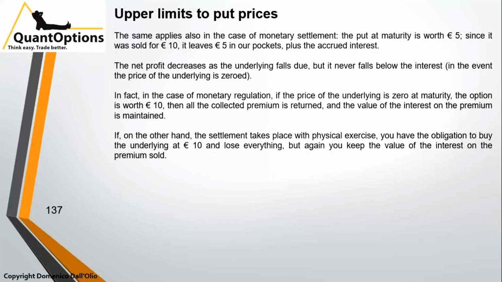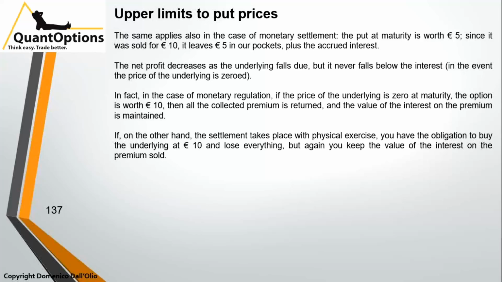The same applies also in the case of monetary settlement. The put at maturity is worth 5. Since it was sold for 10, it leaves 5 in our pockets, plus the accrued interest. The net profit decreases as the underlying falls, but it never falls below the interest, even in the event the price of the underlying goes to zero.